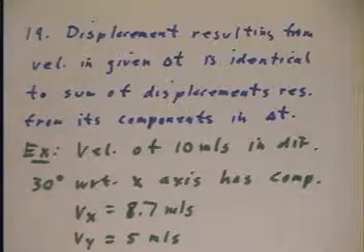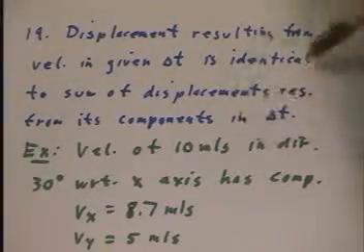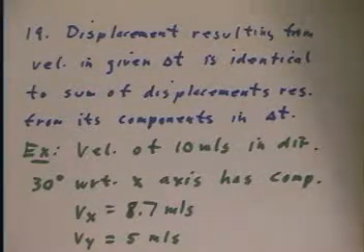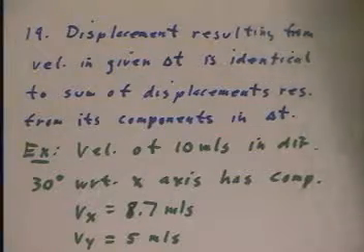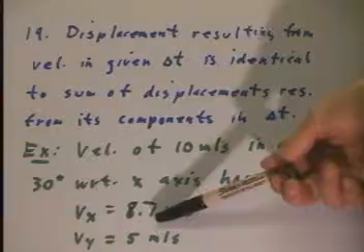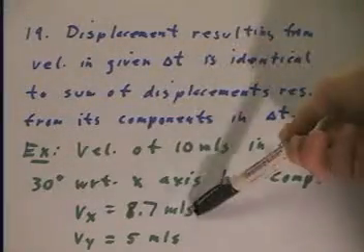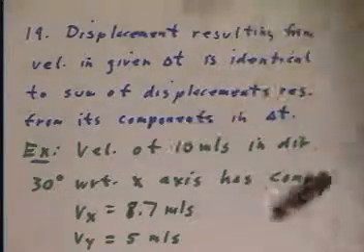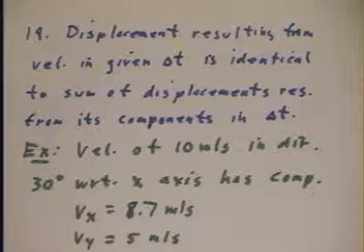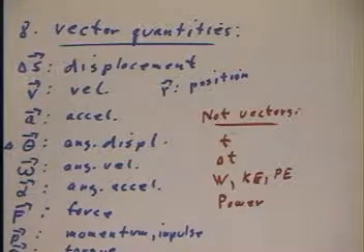If for 5 seconds we moved at 10 meters per second at 30 degrees, we'd end up 50 meters away from our original point at the angle 30 degrees. If we go 8.7 meters per second times 5 seconds, which is what, 42.5 meters in the x direction and 25 meters in the y direction, we again end up 50 meters from our original point, and at an angular position of 30 degrees with respect to the x-axis.